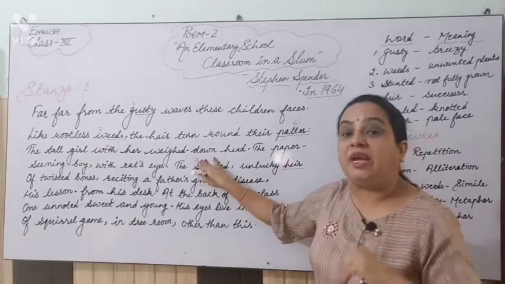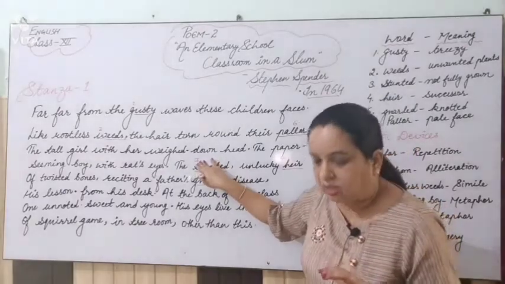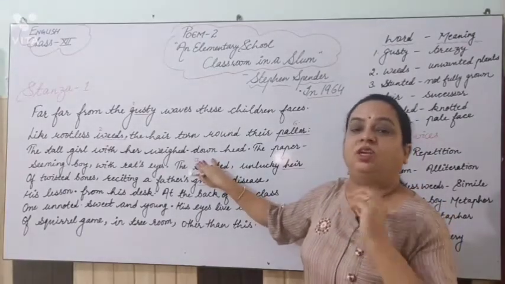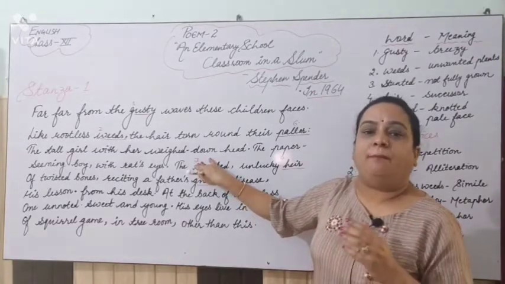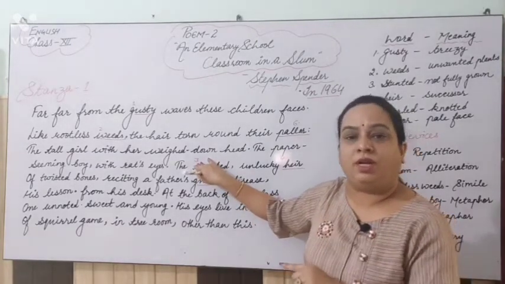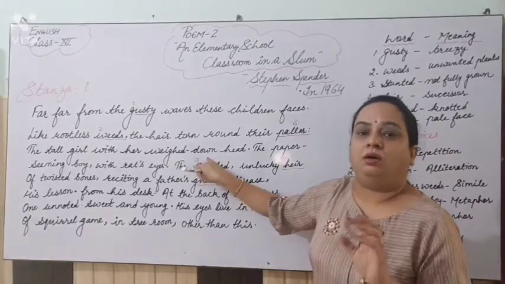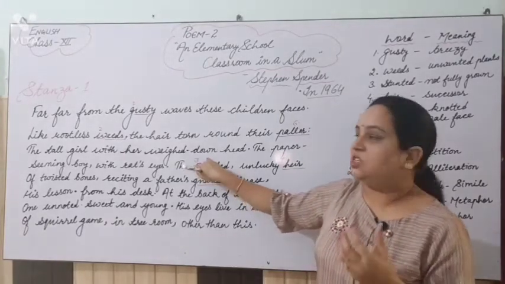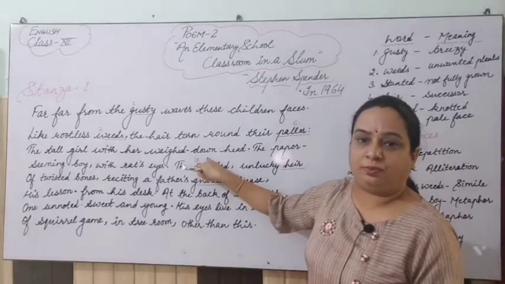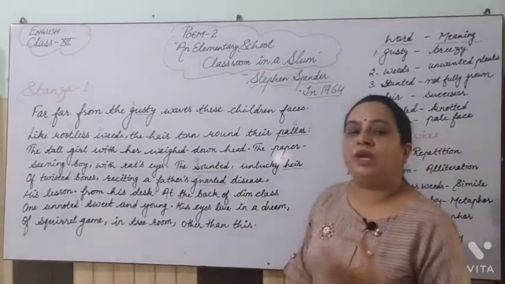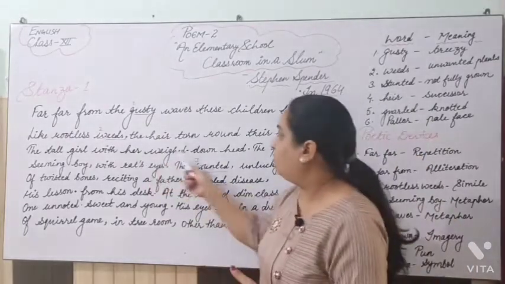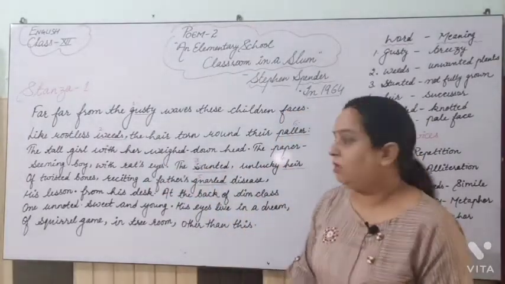And she had weighed down her head. She did like this. She had weighed down her head. She bent her head. Why? Because she is burdened due to poverty. She is not properly nourished, right? So that's why she is feeling shame that she is poor, that she has to live in such a society. So due to the weight of poverty, she had weighed down her head, right?